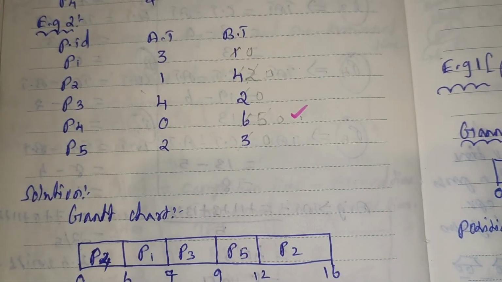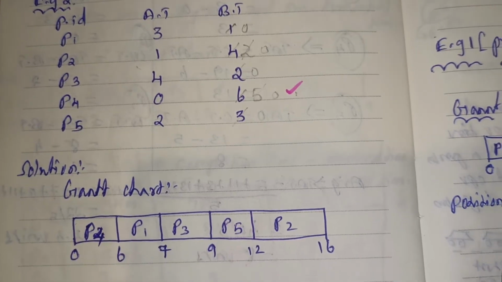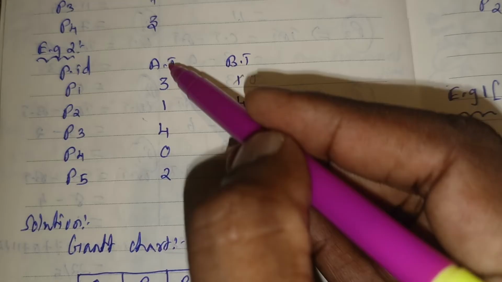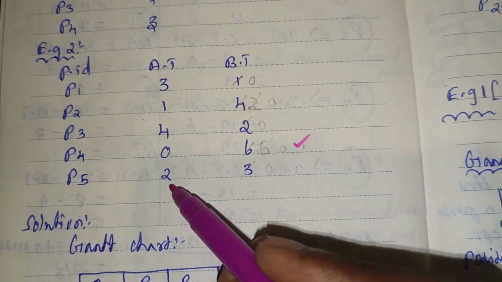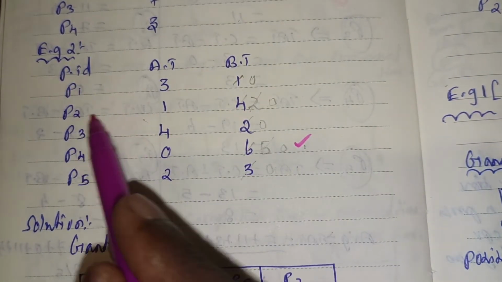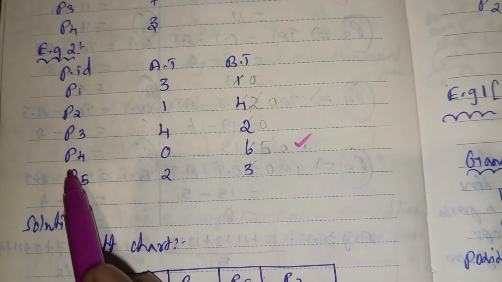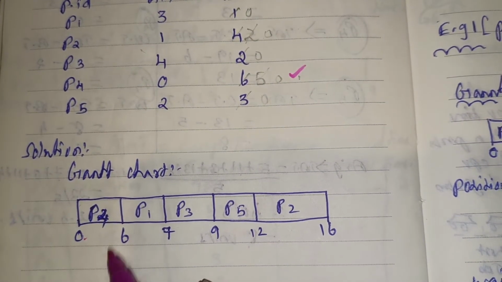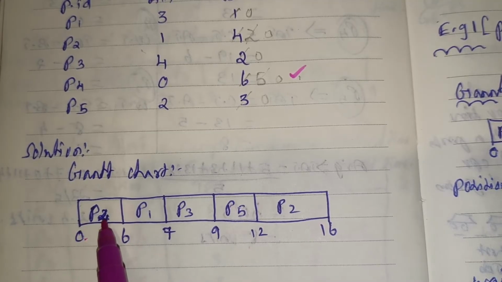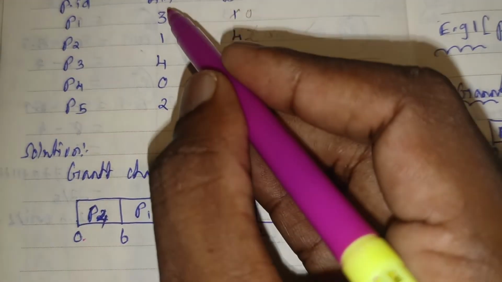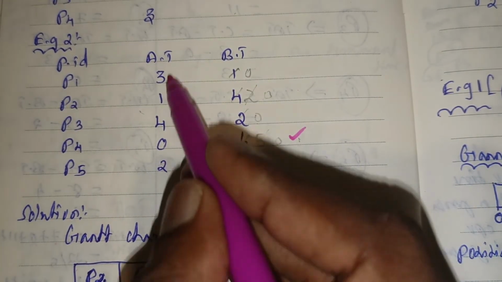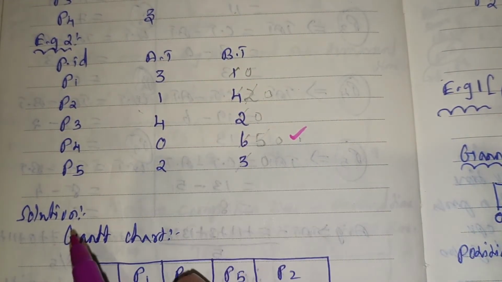Now by this time, I forgot to say this, by this time 0 to 6, you can check that all the processes have arrived. P1 arrives at 3, P2 arrives at 1, P3 arrives at 4, and P5 arrives at 2. Within this timeline, after P4 completes this task, it is checking that all the processes have arrived before the timer reaches 6. That's a point.